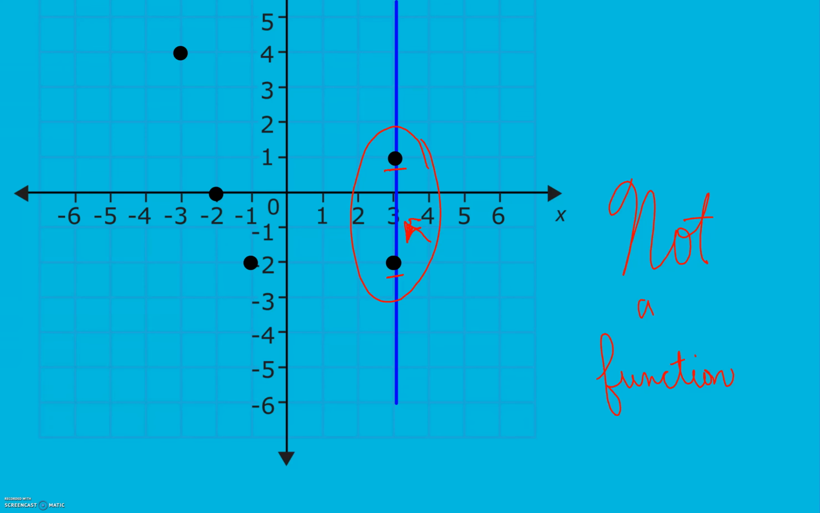So again, with our vertical line test, if we only ever hit 1 point at a time, it is a function. But anytime that we hit 2, it means for one input, we have two different outputs, and it is not a function. And that's all I have for section 8.1.